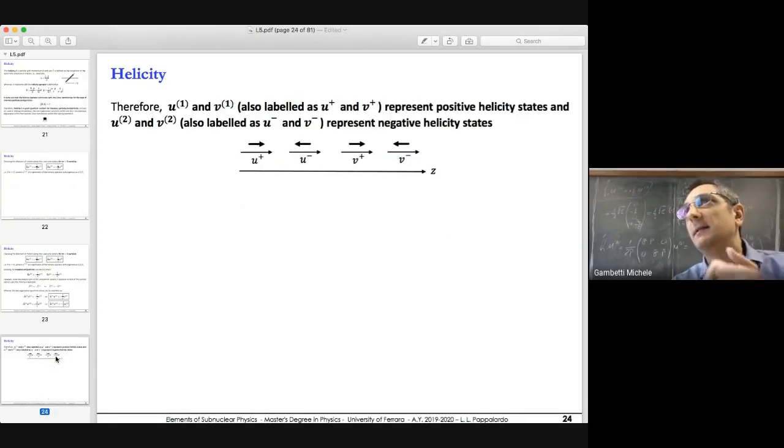So let's also visualize this graphically. U1 and V1, that we can also label as U plus and V plus, represent positive helicity states. That's why we have a plus sign here. And U2, V2, which we can also label as U minus and V minus, represent the negative helicity states. If this is our Z direction, which is our quantization direction, then for U plus and V plus, you see that the spin and the momentum are parallel, so positive helicity. U minus, V minus, they are anti-parallel, so negative helicity.